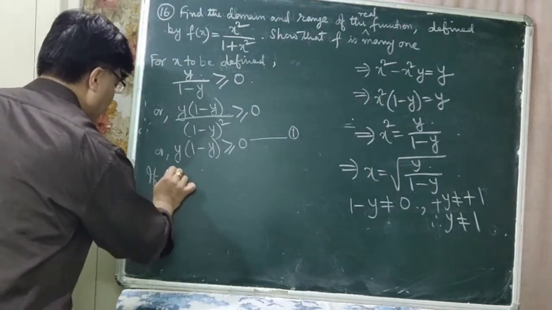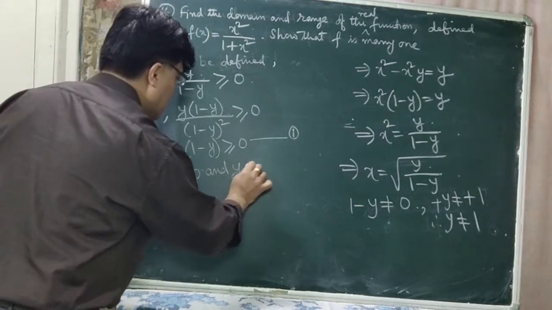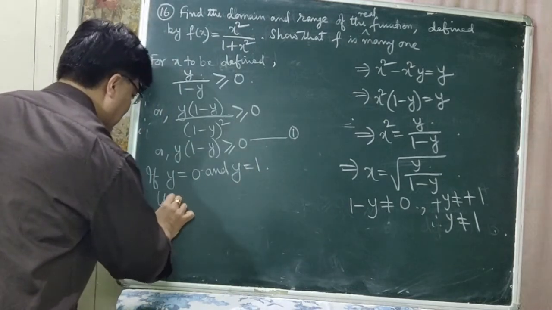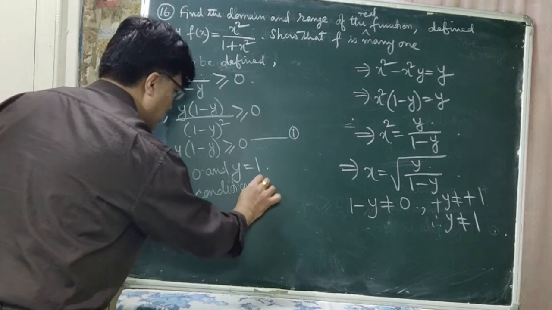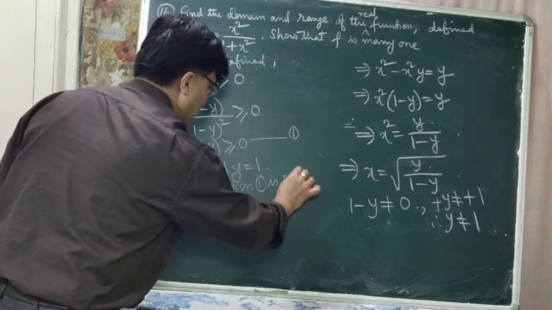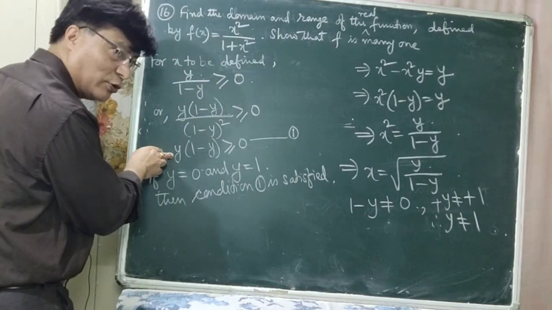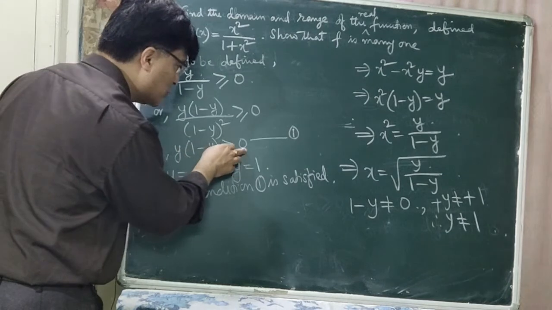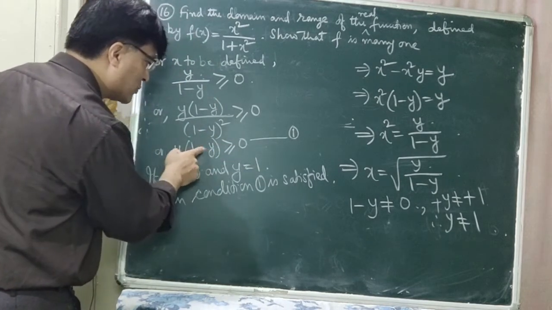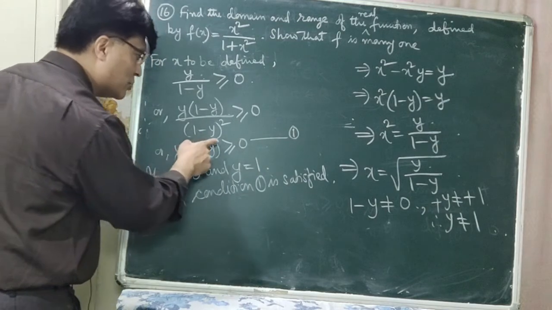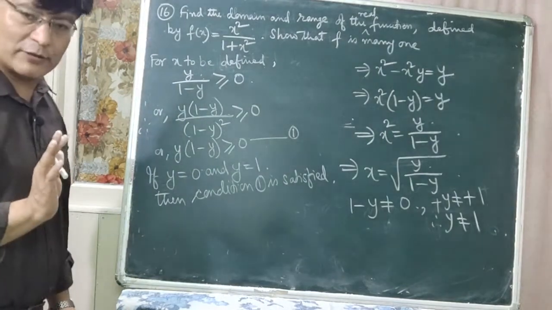So if y is equal to 0 and y is equal to 1, then condition 1 is satisfied, isn't it? Because you know that if you put y is equal to 0, 0 into any number is always 0, which is equal to 0, that is satisfied. Again, if you put y is equal to 1, 1 minus 1 is 0, 0 into any number is always 0, that is also 0 is equal to 0. This condition 1 is satisfied. So I think you have understood it.